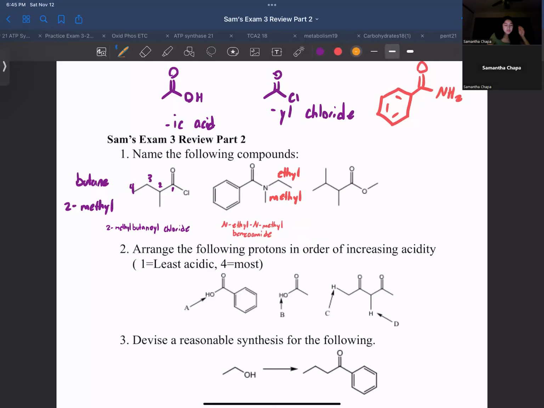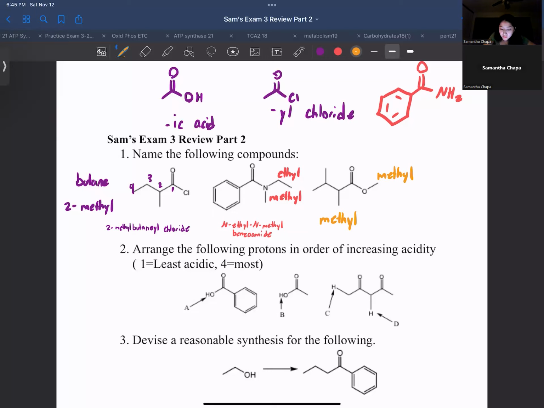Okay, next one is for esters. So for esters, you're going to name the substituent on your oxygen first. So we have a methyl group. And I believe that's the first thing that's going to be in your name. So you name the substituent on the oxygen first, and you end it with yl, right? And from there on, you name the rest of the compound as normal.